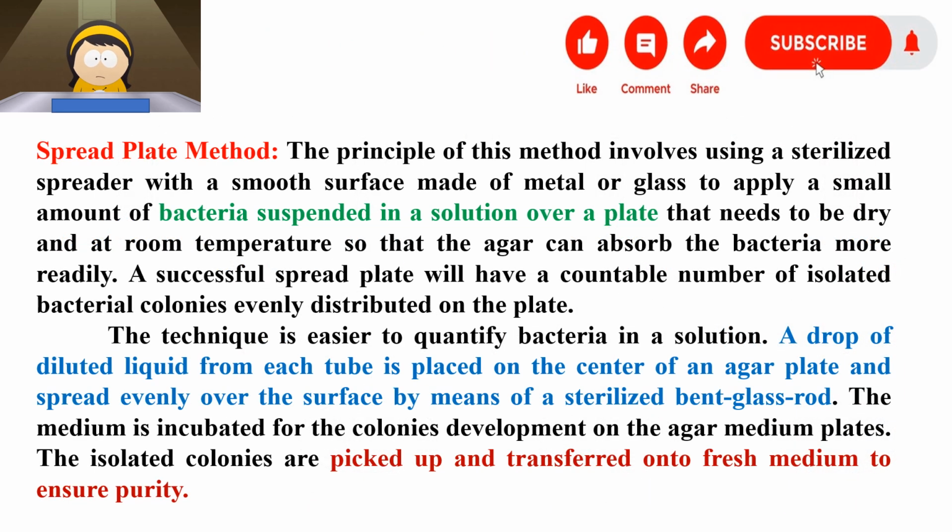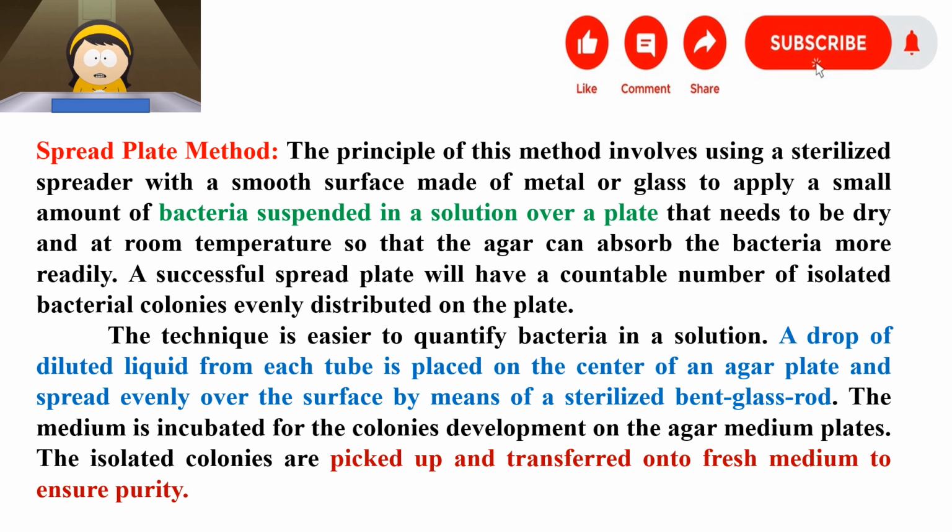Spread plate method. The principle of this method involves using a sterilized spreader with a smooth surface made of metal or glass to apply a small amount of bacteria suspended in a solution over a plate that needs to be dry and at room temperature so that the agar can absorb the bacteria more readily. A successful spread plate will have a countable number of isolated bacterial colonies evenly distributed on the plate. The technique makes it easier to quantify bacteria in a solution.